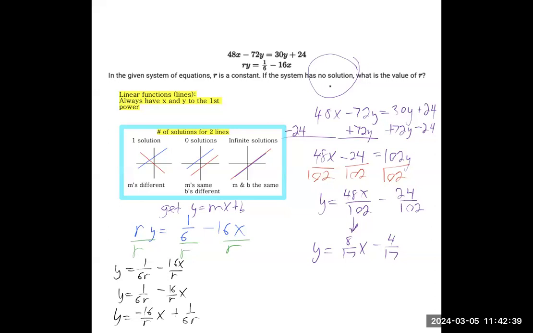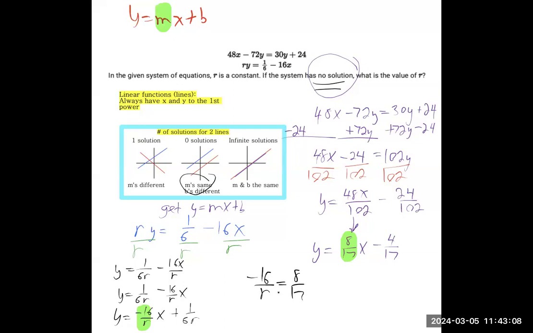And because we had the no solutions, it meant that our slopes had to be the same. And our slopes in mx plus b form are this and this. The two things in front of the x's are the slopes. When you're in y equals mx plus b form, we're taking out the two numbers that are in that spot. And so the two slopes are negative 16 over r and 8 over 17.